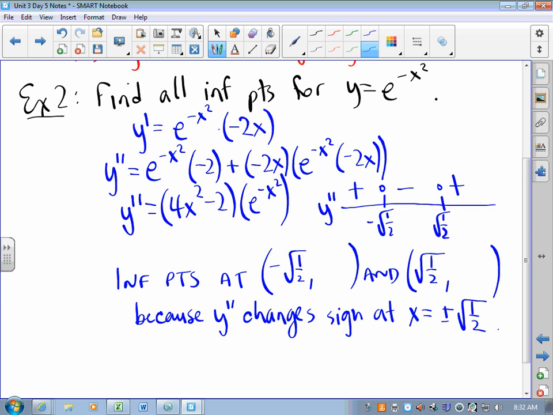So what are those values? What are the y values at those places? Well, we substitute the x values into the original equation, and we get e to the negative 1/2 and e to the negative 1/2. So when I'm looking for inflection points, I am looking for places where the second derivative changes sign. Got it? Okay, one more.